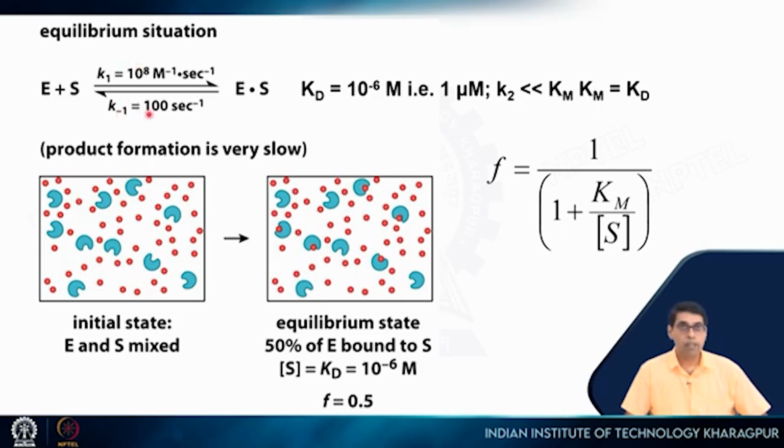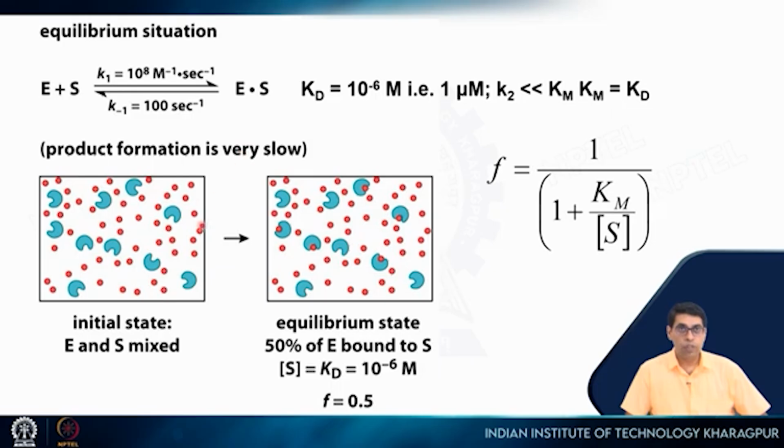Let's say K minus 1 is 100 per second. Then Kd will be the ratio of these two, so 100 by 10 to the power 8. So we get 10 to the minus 6 molar, or 1 micromolar. And this is a very realistic number. Enzyme Kd values will be somewhere in this range of 1 micromolar. We assume that K2 is much less than K minus 1, so Km will be equal to Kd.